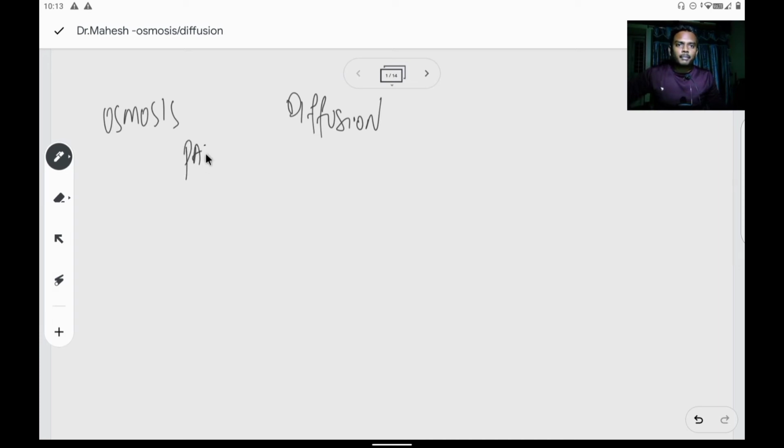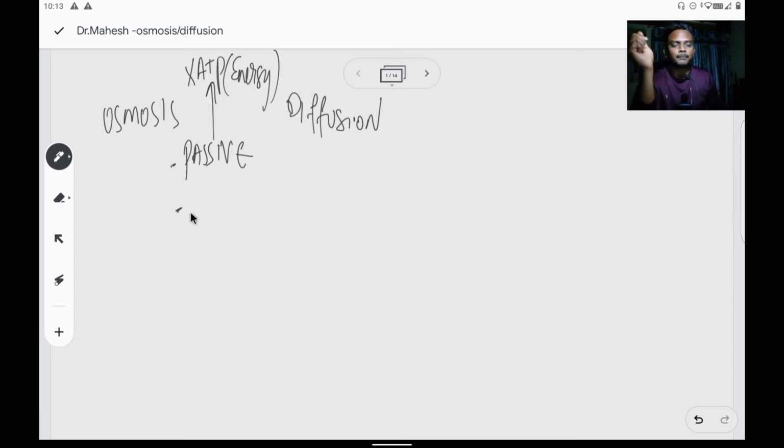Both are passive processes. Both occur spontaneously. When the need occurs, they occur spontaneously. They don't need any kind of energy, external force, or external support. That's why they are passive. They don't need any kind of ATP or external energy. Understand?